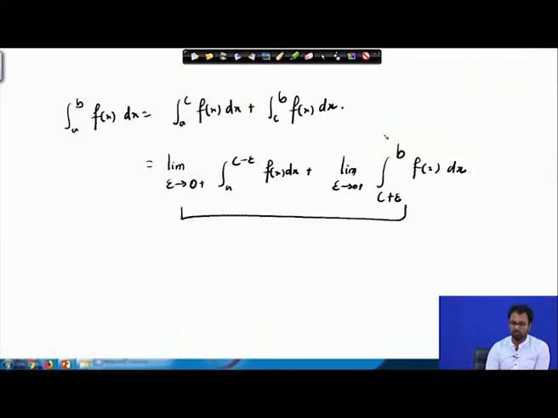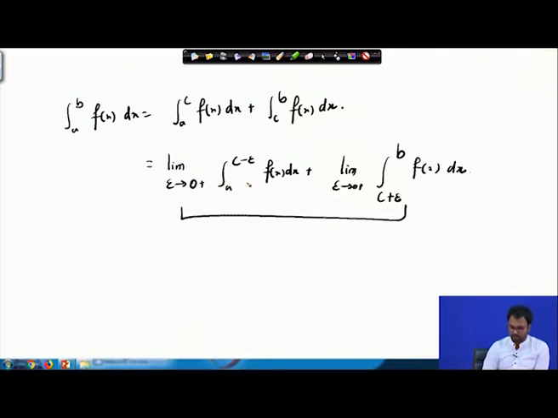And suppose if you have more than one point of discontinuity, let us say if there is a point called d, then we basically write the integral from a to c plus c to d plus d to b. So that means if we have a finite number of infinite discontinuities, we can break the integral into a finite number of subintegrals, and at each one of these subintegrals we put the limit epsilon goes to 0 positive, and then we evaluate those finite subintegrals, and that will give us the value of the integral.